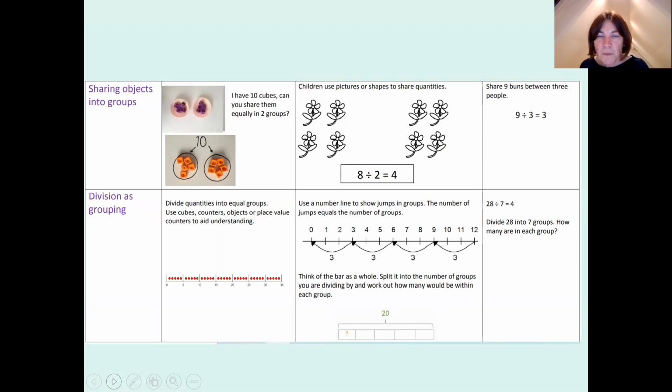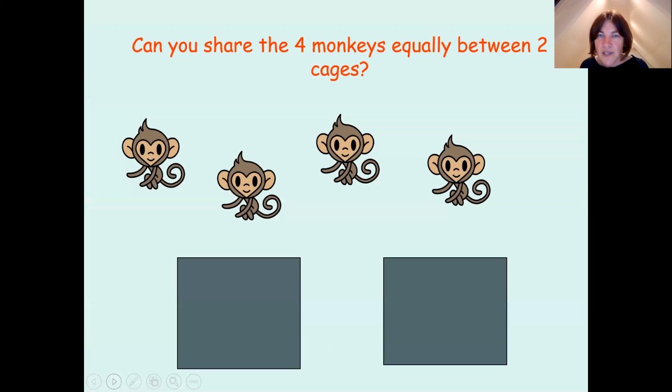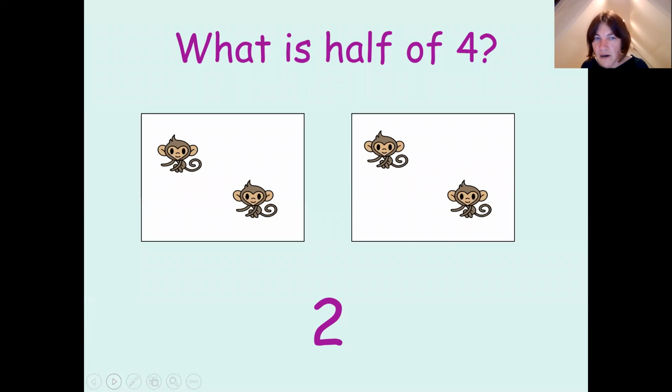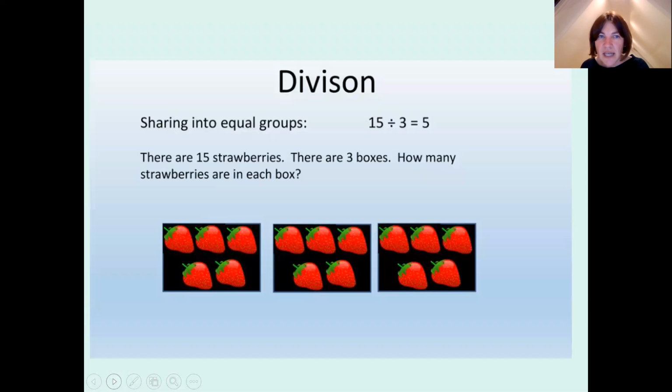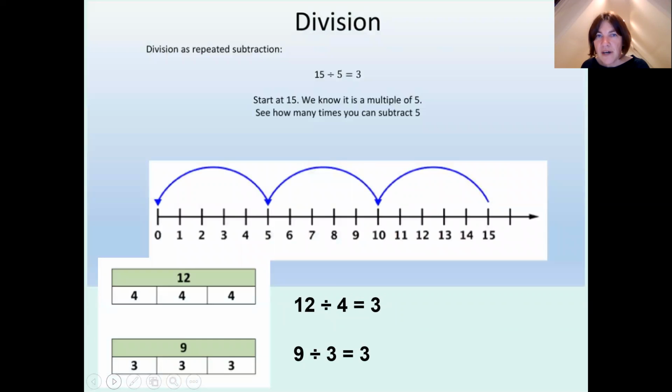With division, they will start off with the concept of sharing, and then they'll move on to the concept of division as grouping. Initially, they're going to be doing the 1 for you, 1 for you. So 4 monkeys shared equally between 2 cages. What is half of 4? They're saying 1 for you, 1 for you, splitting it, sharing it. And here we've got 15 strawberries, shared between the 3 boxes. How many do they get each? They get 5 each.